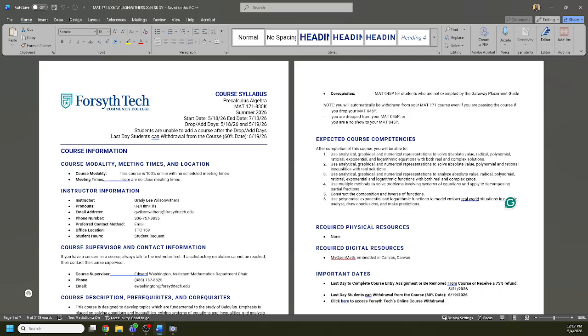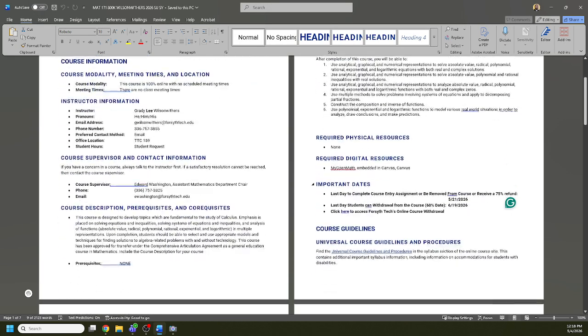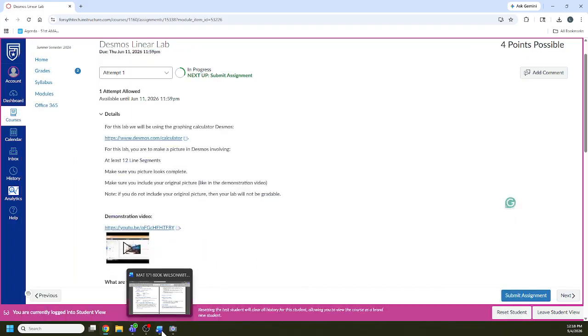Co-req classes are based off of placement. If you're not sure you're in the right thing, just let me know. The student learning outcomes are right here. We will meet them. There's no physical requirements for the course. The textbook is embedded with Canvas.